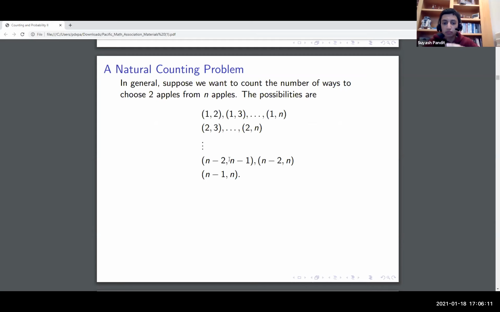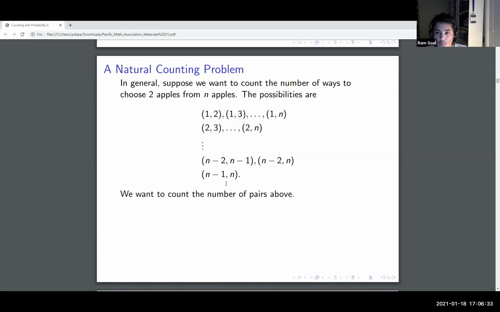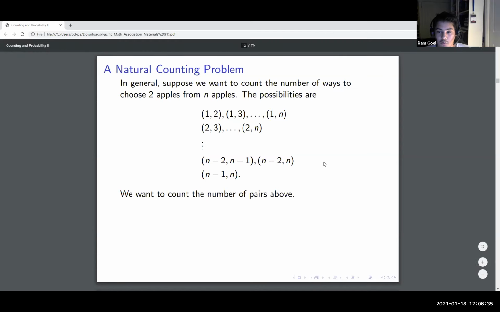And then we start getting towards the end. We have n minus 2, comma n minus 1, and n minus 2, n. And then n minus 1, n. So that's the last 3 possibilities we list out. Now, for n, there aren't any because there would just be n, n, which isn't allowed. We want to count the number of pairs that we have here. Does somebody want to try and count the total number of pairs in the above list?